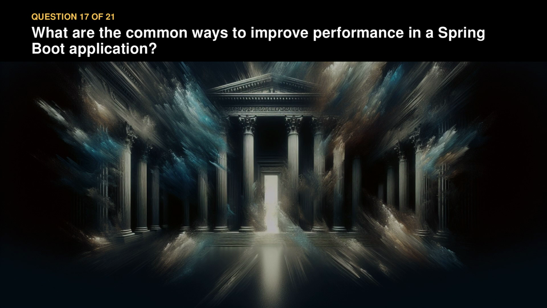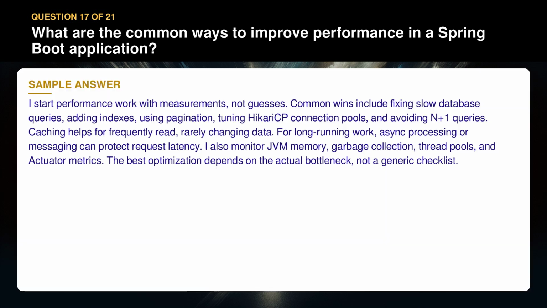Question 17. What are the common ways to improve performance in a Spring Boot application? I start performance work with measurements, not guesses. Common wins include fixing slow database queries, adding indexes, using pagination, tuning HikariCP connection pools, and avoiding N+1 queries. Caching helps for frequently read, rarely changing data. For long-running work, async processing or messaging can protect request latency. I also monitor JVM memory, garbage collection, thread pools, and Actuator metrics. The best optimization depends on the actual bottleneck, not a generic checklist.